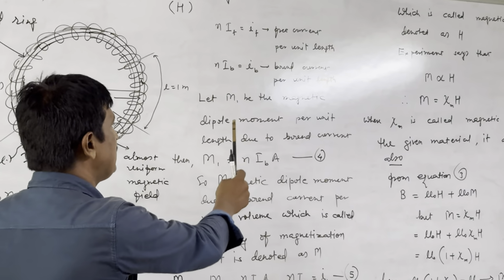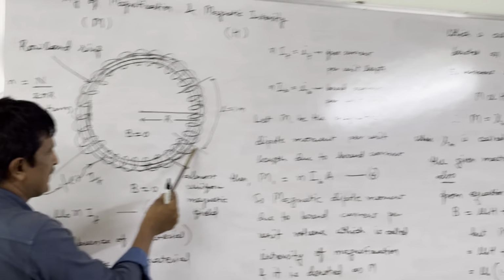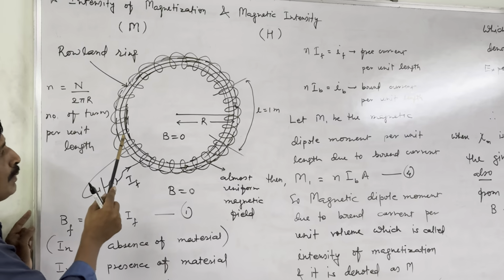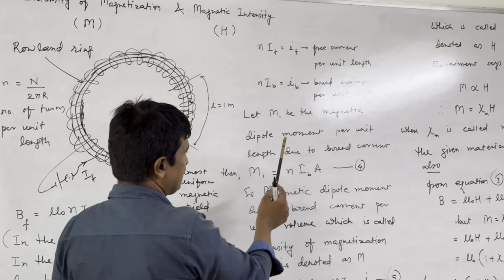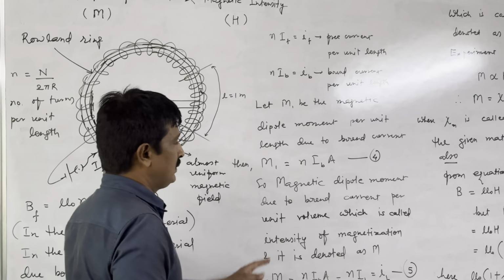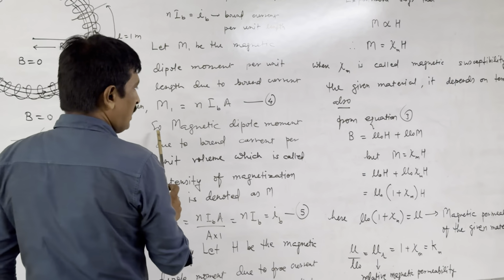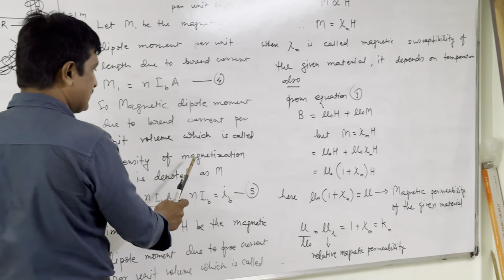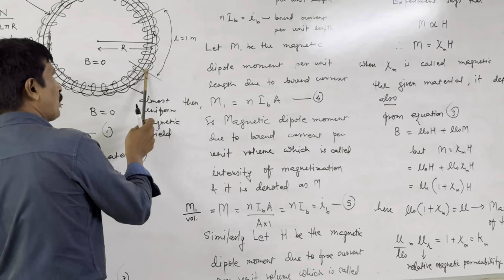Now let M1 be the magnetic dipole moment per unit length due to bound current. Suppose this length is 1 meter and small n represents the number of turns per unit length. So in 1 meter of length there are n turns. So the magnetic dipole moment of this part due to bound current is n times i_b times A. The magnetic dipole moment due to bound current per unit volume is called intensity of magnetization, and it is denoted as M.